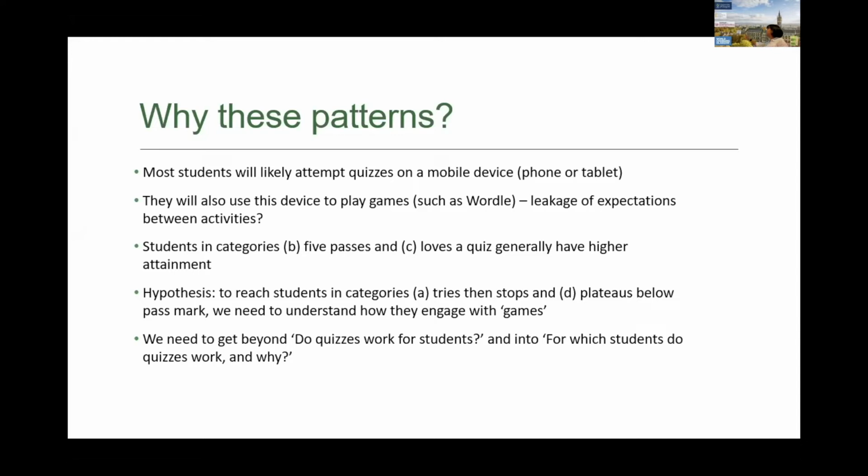Generally, the students in the two middle categories, so the ones that had their 5 passes and then stopped, or the ones that loved the quiz, unsurprisingly generally had higher attainment. So how do we reach these other students, the ones that try a few times and then stop? They just don't get it. It just doesn't work for them.